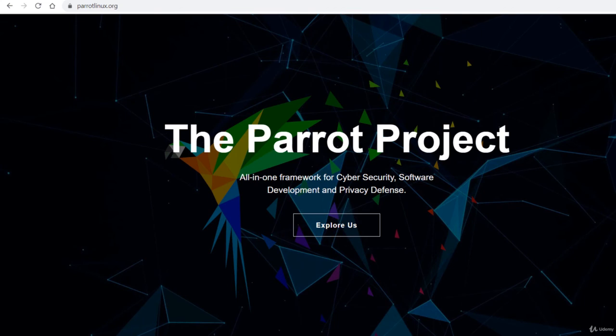You can install both Kali and Parrot OS in a VM and take a look at each of them because they are the two most popular operating systems used by most of the security professionals.